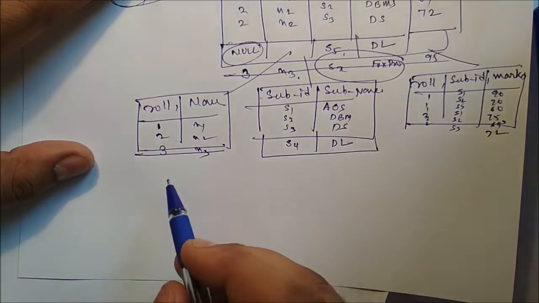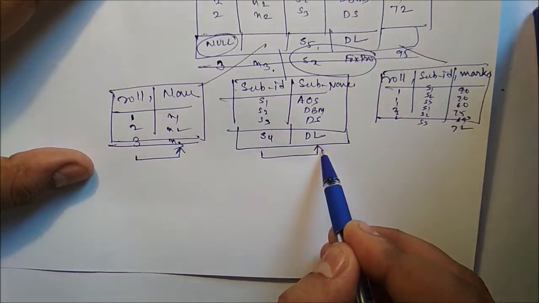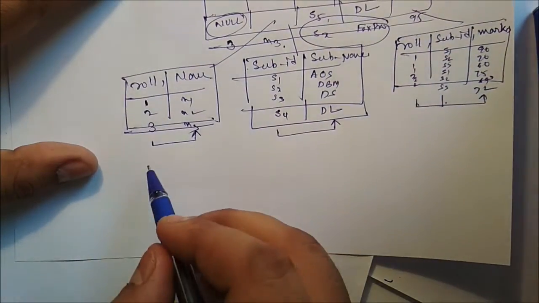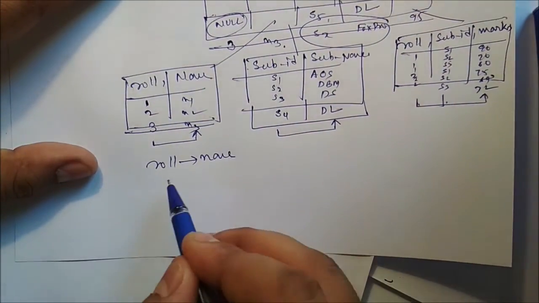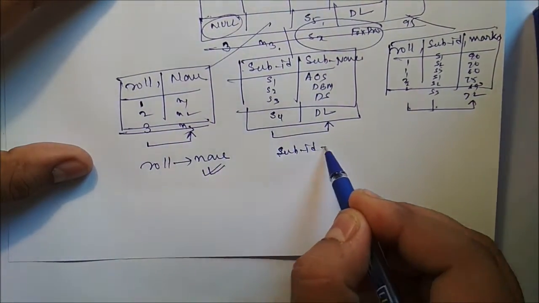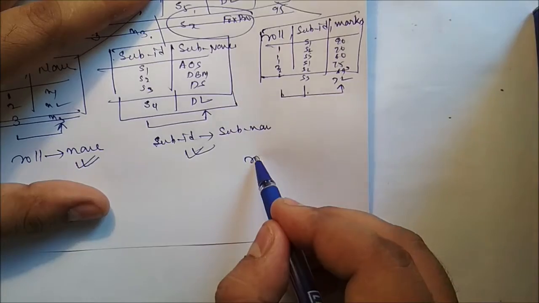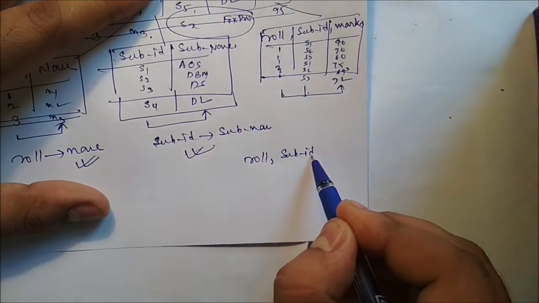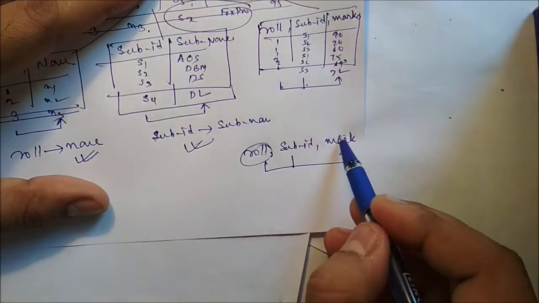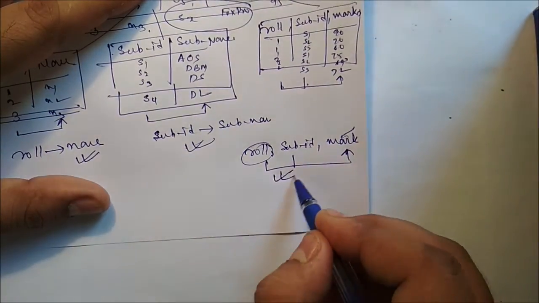And you can see here name is dependent on roll number, subject name is dependent on subject ID, and marks is dependent on roll number and subject ID. Now from the roll number we can identify the name, so obviously we cannot remove roll number, it is fully functional dependency. From subject ID we can identify the subject name, so it is fully functional dependency. Similarly, from roll number and subject ID we can identify the marks. If you remove the roll number you cannot identify the marks, if you remove the subject ID you cannot identify the marks. So both are essential. So it is also fully functional dependency.